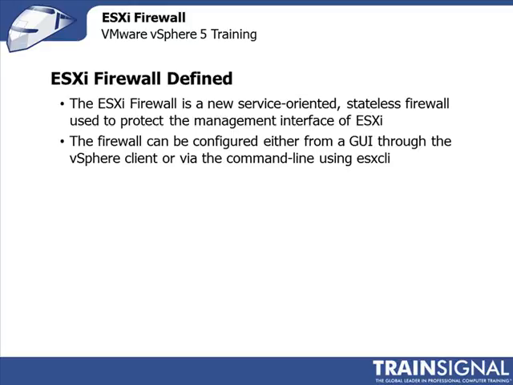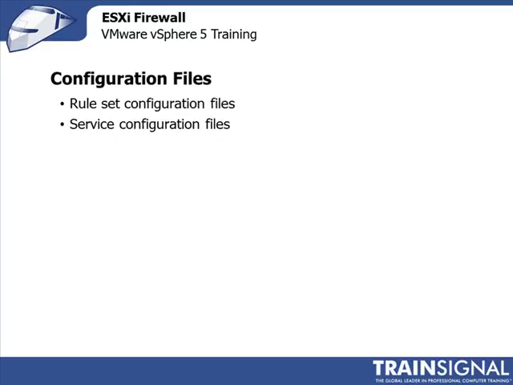Furthermore, the firewall can be configured either from a GUI, which I prefer, or you can also configure it using the command line in ESXi. From a configuration files perspective, there are two configuration files that you should be aware of: the rule set configuration files and the service configuration files. The service configuration files define all the services that can come up and how you can configure those, and the rule set configures the rules by which you can get access to certain services or open ports and stuff like that.